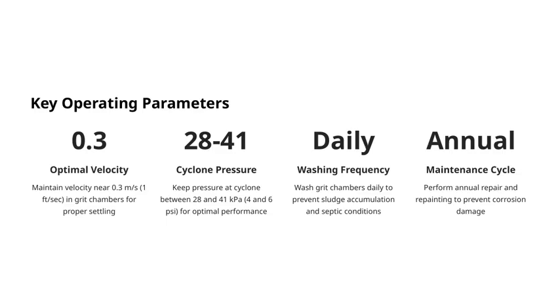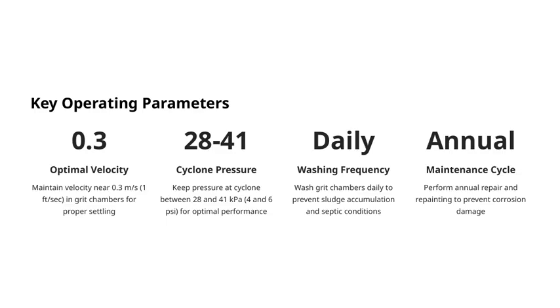Now, regarding cleaning routines, it's important to wash the grit chambers daily. Regular cleaning prevents the buildup of sludge and helps avoid septic conditions, which could compromise the system's performance and safety. Finally, don't forget about maintenance. An annual cycle of repairs and repainting is essential.